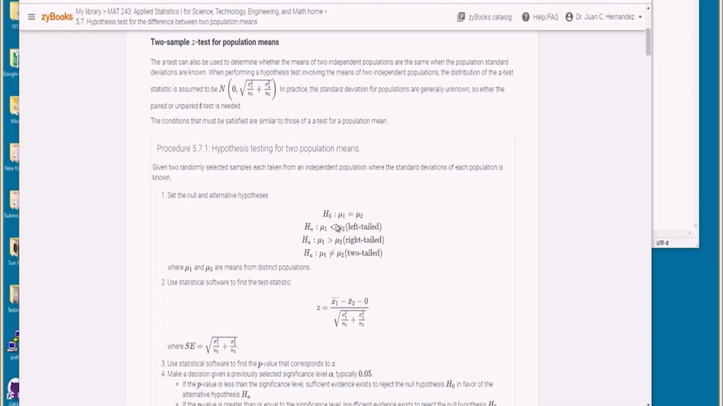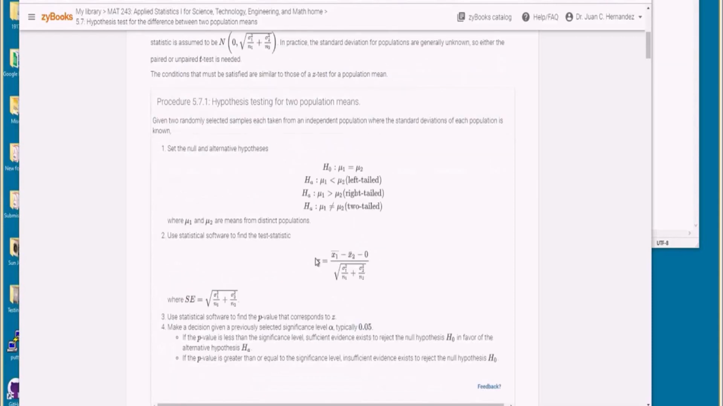One is where we have the less than sign, or the greater than sign, or the not equal sign. And in this case, in the case of two populations, we have that the mean of the first population is less than mean of the second population, or is greater than the second population, or it's not equal. So you'll be choosing one of these based on the problem statement. And then recall we studied the test statistic. This is the formula for test statistic.